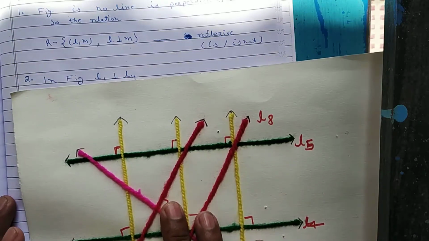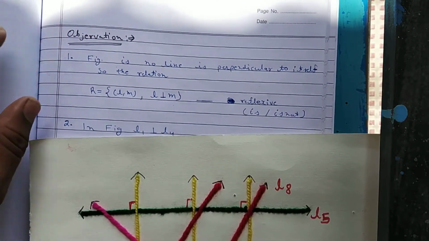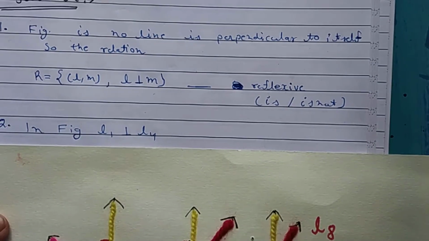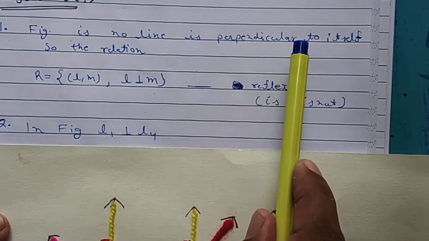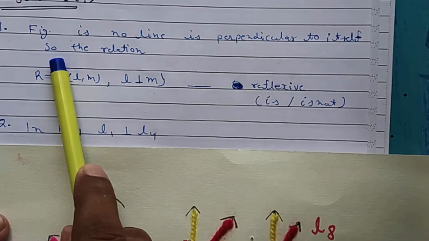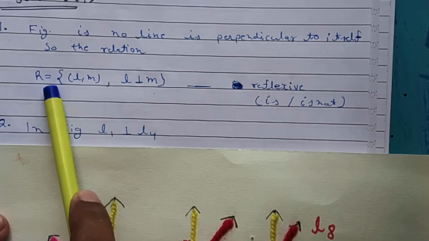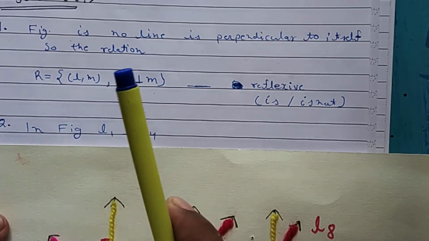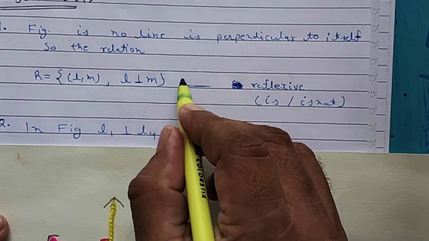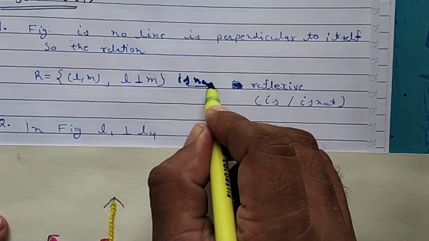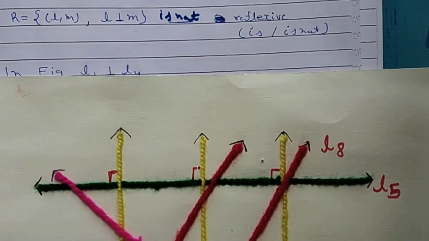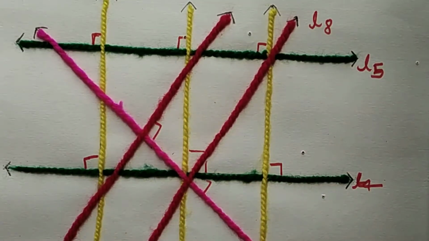The observation is: in the figure, no line is perpendicular to itself. So the relation R = {(L, M): L is perpendicular to M} is not reflexive.